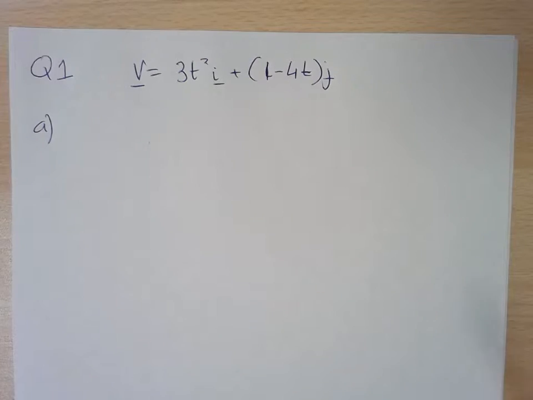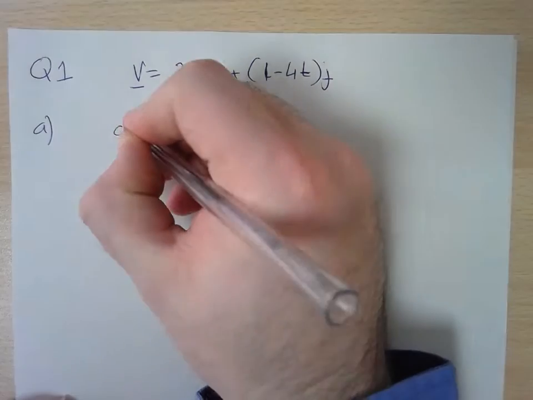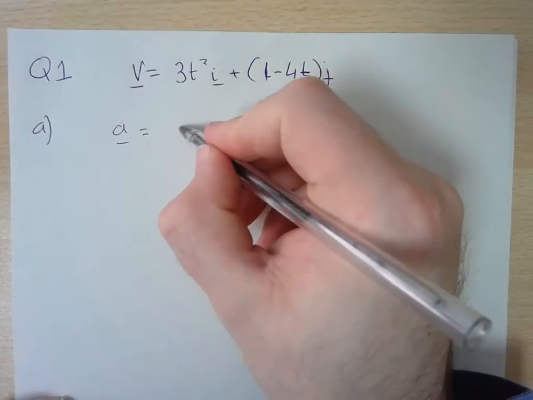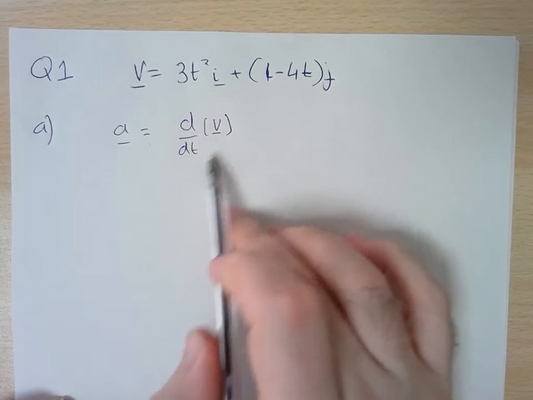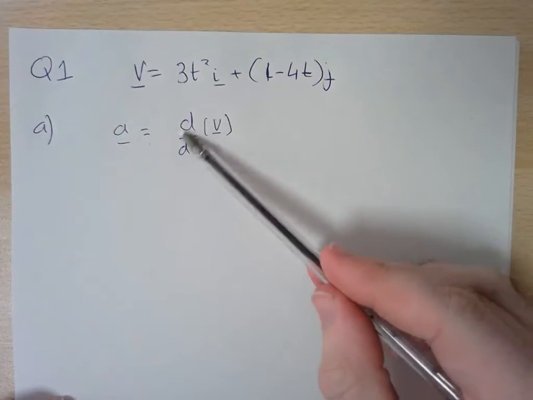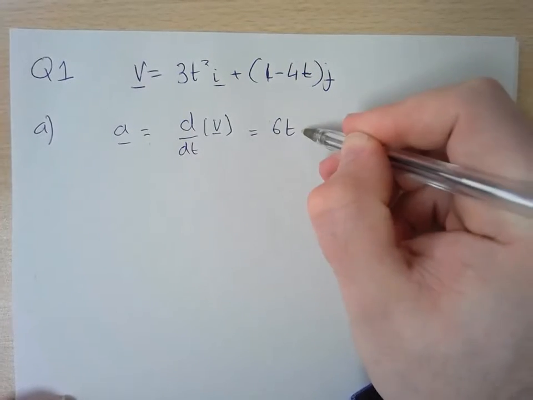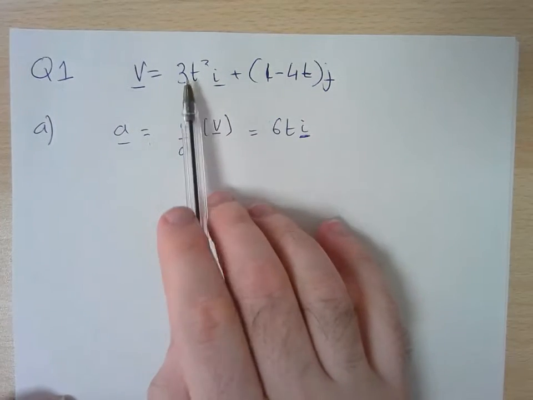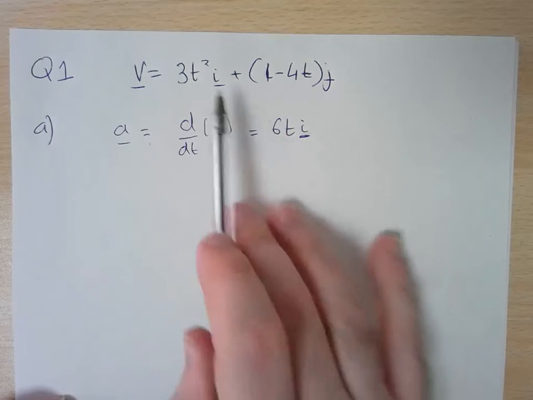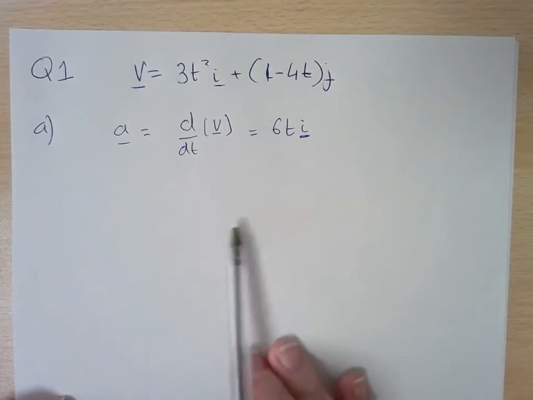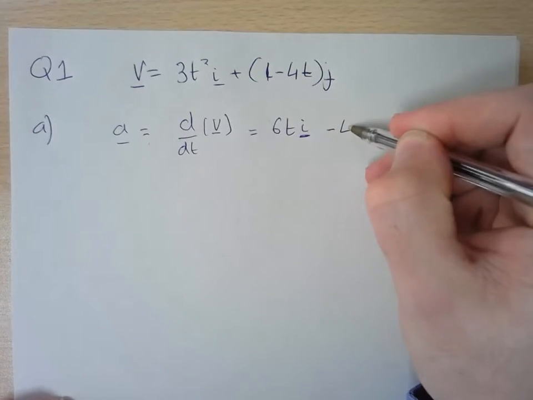So I'm going to take my velocity here and I'm going to differentiate each component with respect to t. So we can write down a, the acceleration, is equal to the derivative with respect to time of v. This is exactly the same as dv by dt, it's just a slightly different way of writing it. This means differentiate v. So if we differentiate this one here, it's going to go to 6t i. So we've gone from a velocity of 3t squared i to an acceleration of 6t i. Notice the i still stays in the same place to tell us that this is in the x-axis. If we differentiate this, we're going to get minus 4j.